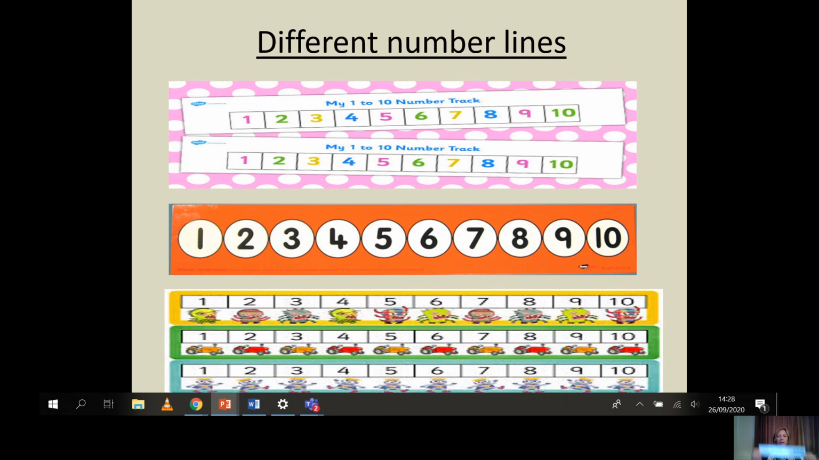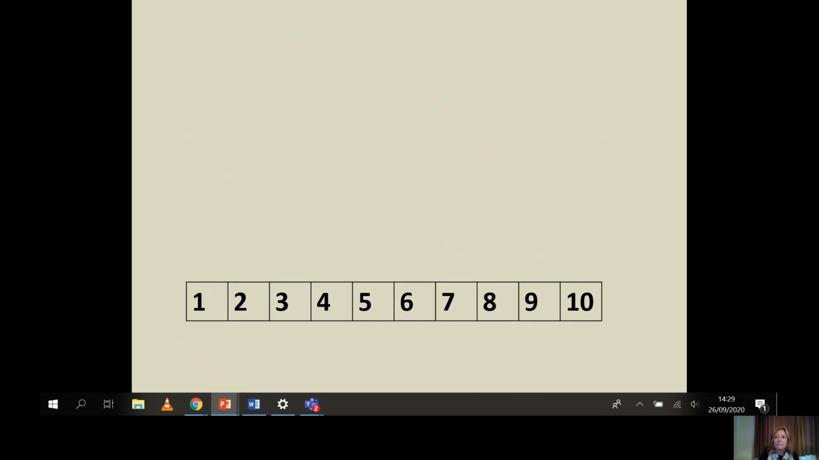The one on the screen goes to 10, mine goes up to 20. Again, this one's a wipeable one, so if your child was practicing counting on and counting back, you can rub it out. Wipe it off. So there are some nice different number lines. Again, it's the concrete and the pictorial before your children are able to do this in their heads, so useful.